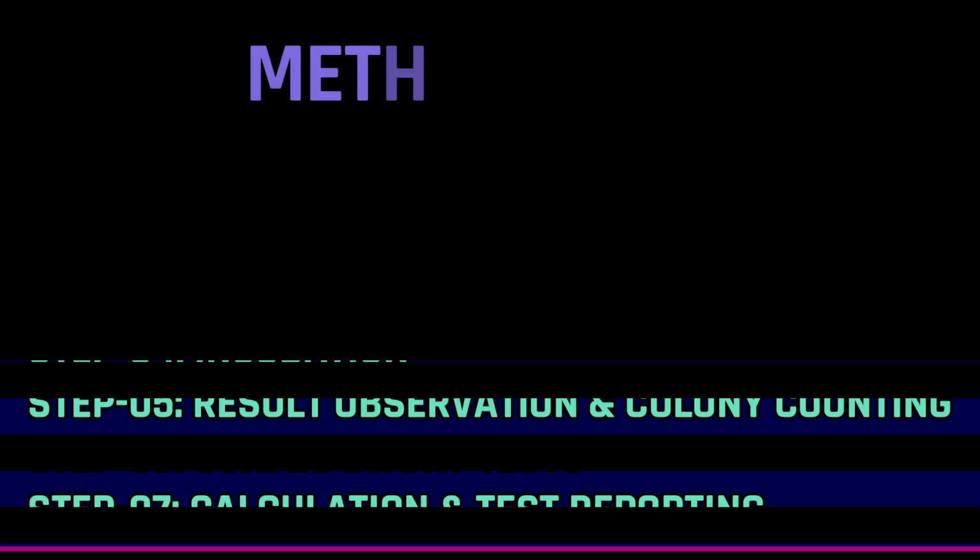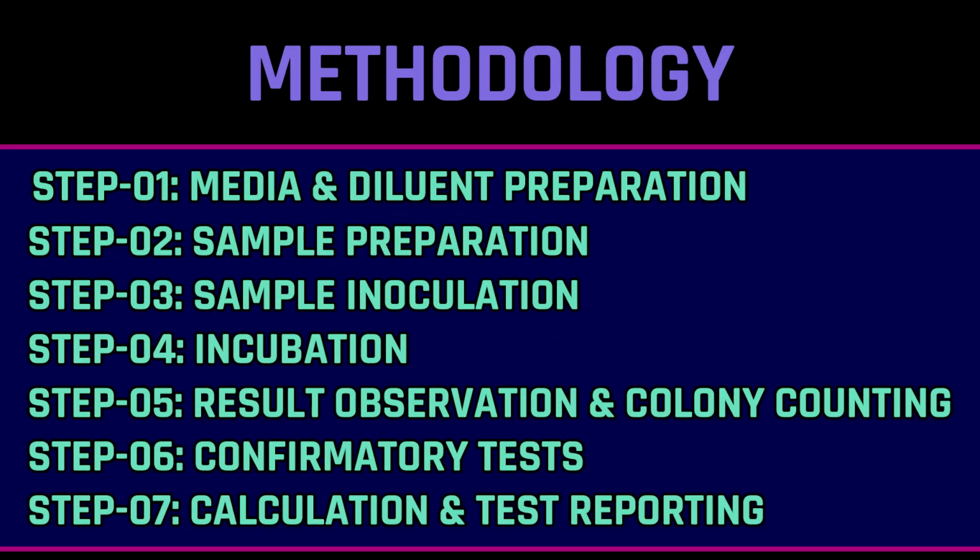The process for enumeration of Staphylococcus aureus in food involves 7 key steps: media diluent preparation, sample preparation, sample inoculation, incubation of inoculated plates, result observation and colony counting, confirmatory tests, calculation of results and test reporting.